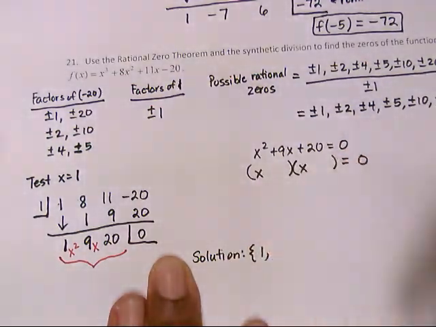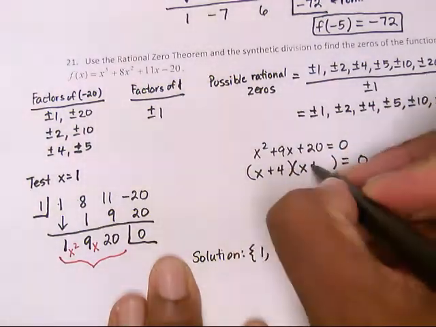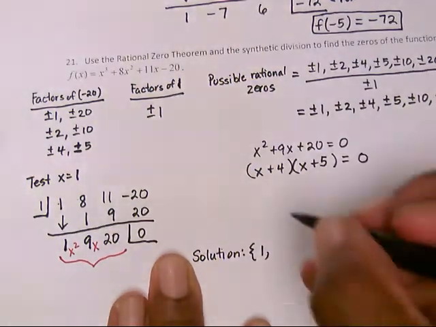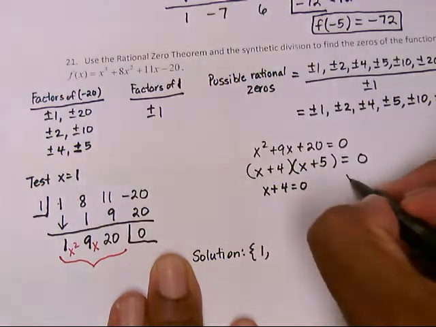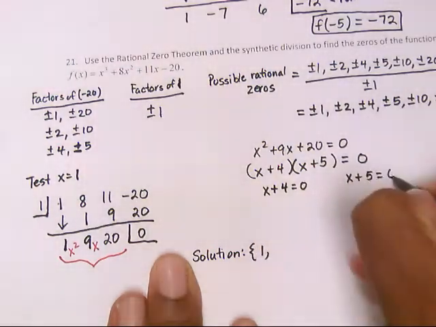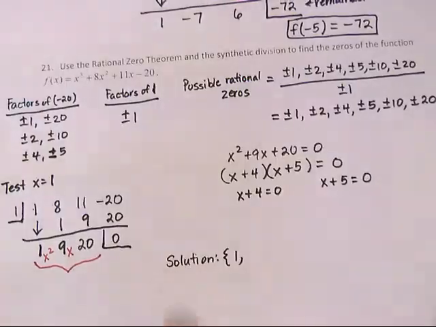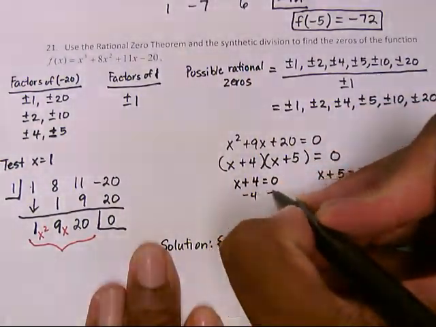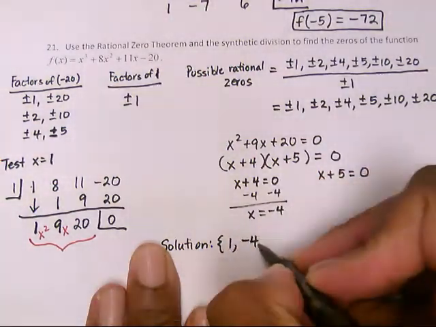And then I'm going to factor x squared plus 9x plus 20 into two binomials here. Let's see. x squared would be x and x. The factors of 20 that would give me 9x will be a plus 4 and a plus 5. So I have x plus 4 times x plus 5 equal to 0. And then I'm going to set each binomial factor equal to 0. So x plus 4 equal to 0, x plus 5 equal to 0. And then for each equation, I'm going to solve for x. For the x plus 4 equal to 0, that means x is equal to negative 4. So there's the other 0.